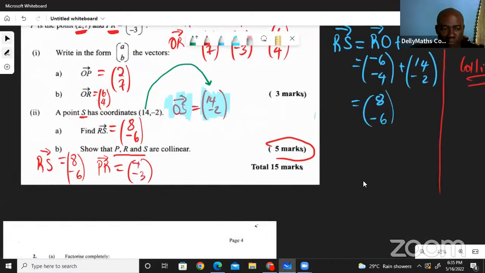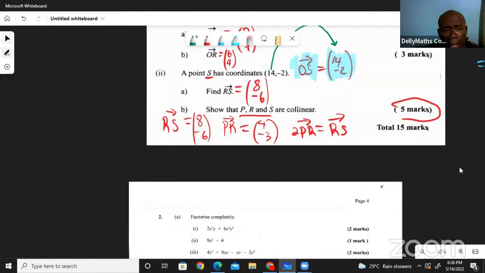So here is the thing. Now you're seeing here that when you observe vector PR and vector RS, definitely you could say something. You could see that 2 times the vector PR would give you the vector RS. So in other words, I am able to factor out 2 out of RS and end up with PR. You could see that right there.